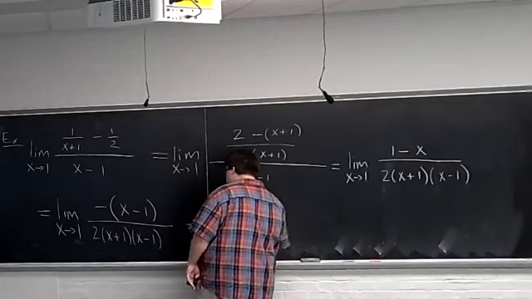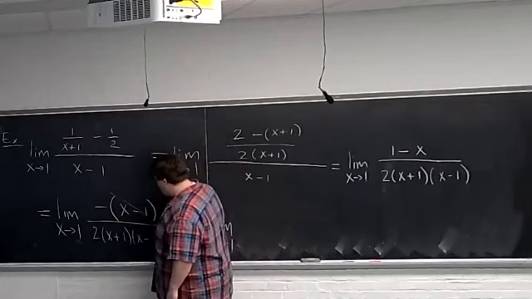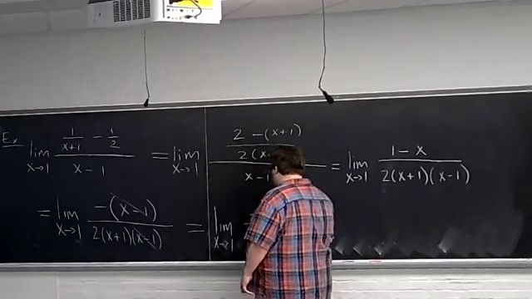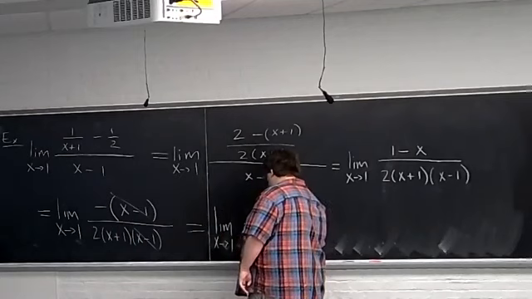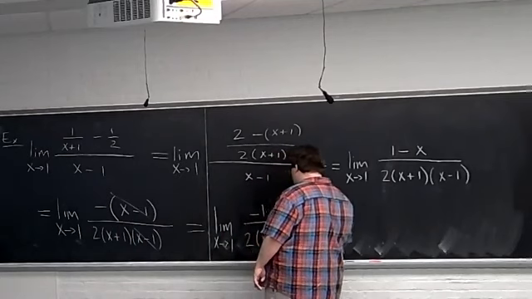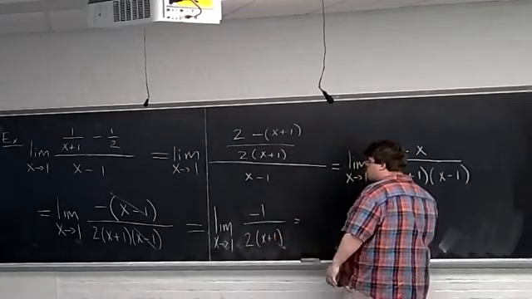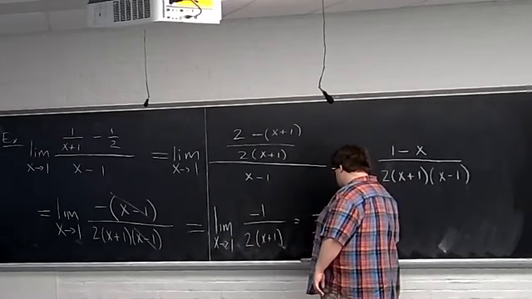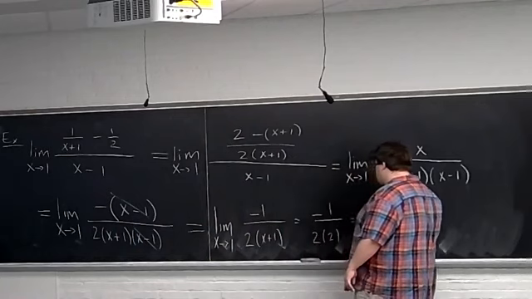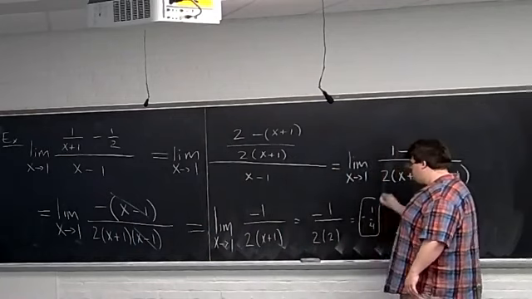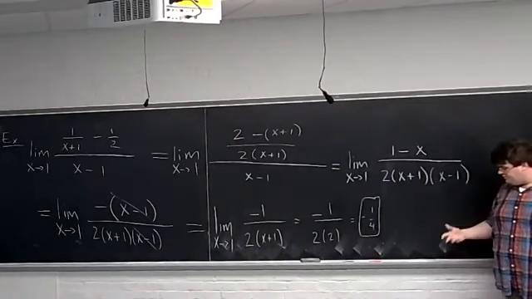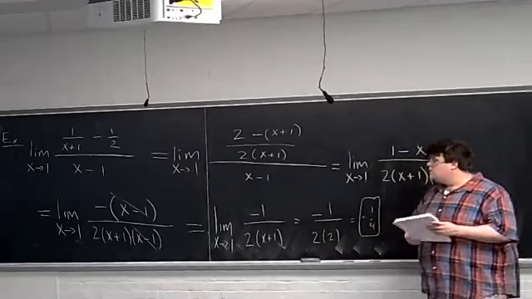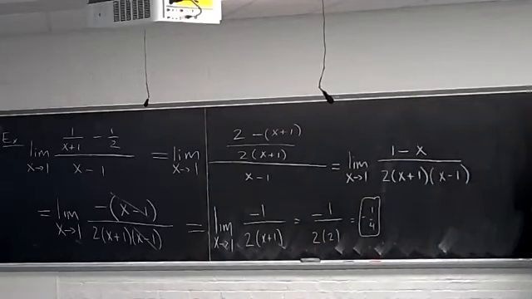The limit is now the limit as x approaches 1. If this cancels with this, in the numerator we're left with a negative 1. In the denominator we're left with a 2 and an x plus 1. We did all that algebra. We hope a substitution works. It does, because you get negative 1 over 2 times 2, which is negative 1/4. Any questions about this one?